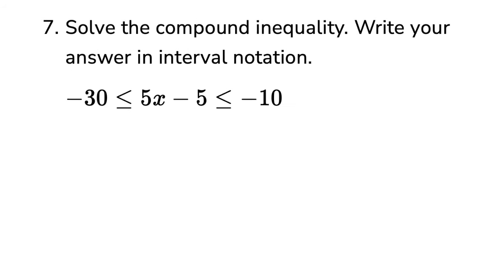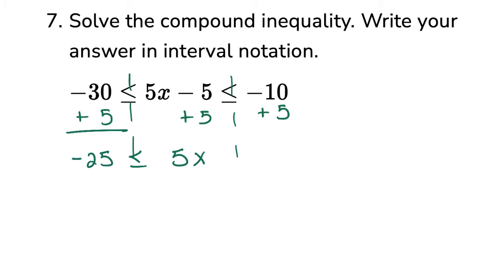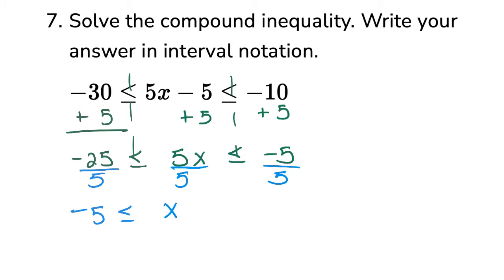What we'll do here is we'll just simply work it at the same time. Here are our separators. I've got to add 5 to both sides of the equations here. So on the left, I get negative 25 is less than or equal to 5x, which is less than or equal to negative 5. Now we've got to divide everybody by 5. It's a positive, so we don't have to flip anything. Negative 5 is less than or equal to x, which is less than or equal to negative 1.